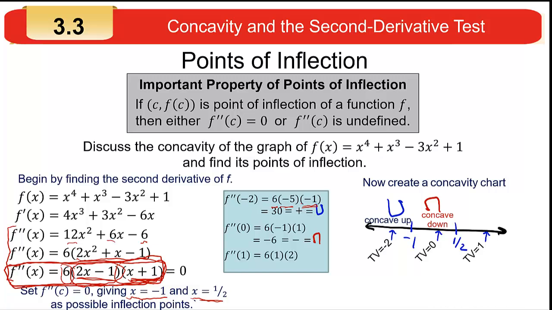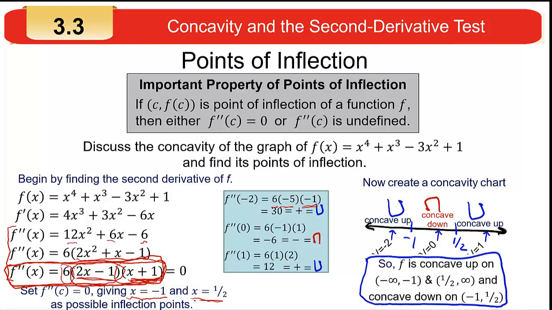And finally test the 1, and you'll come up with 12, which is a positive number, which means it's concave up. And put that on the concavity chart. Now you've got all the information you need to answer the questions asked. First of all, discuss the concavity of the graph.